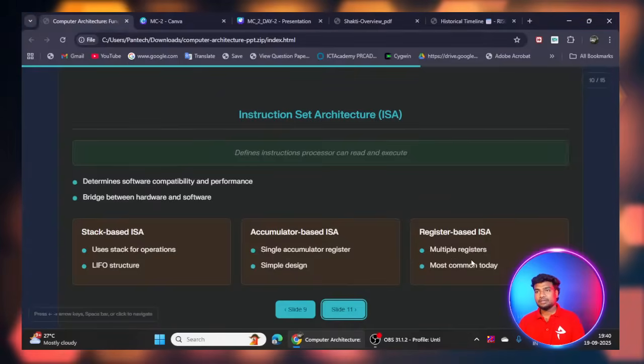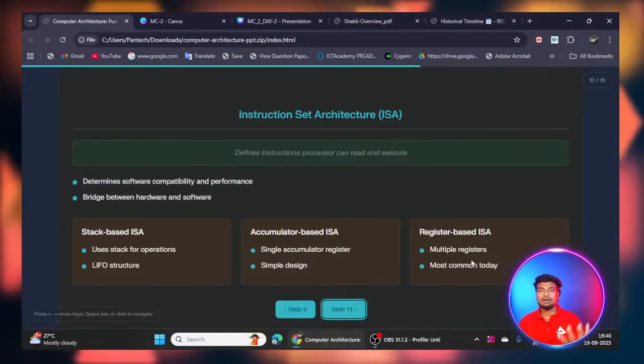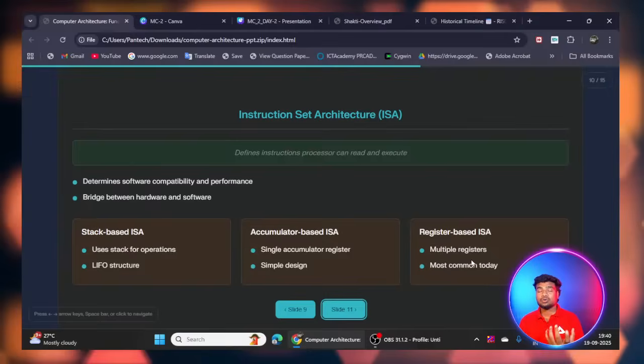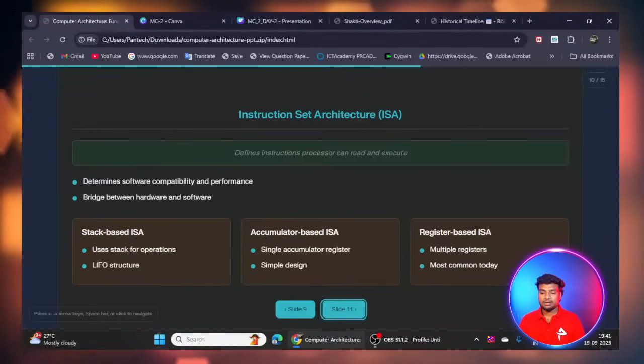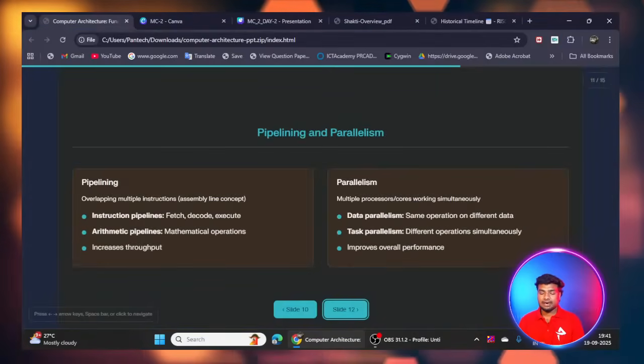Multiple registers means it has a lot of memory locations. It's like registers where we can store the data and we can store the instruction. This is the most common today, register-based ISA. And then pipelining and then parallelism.